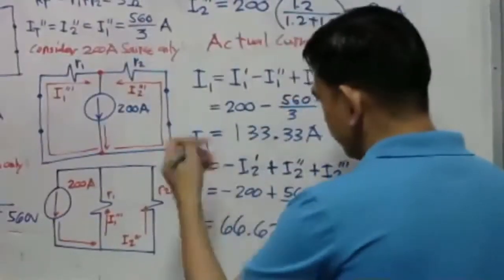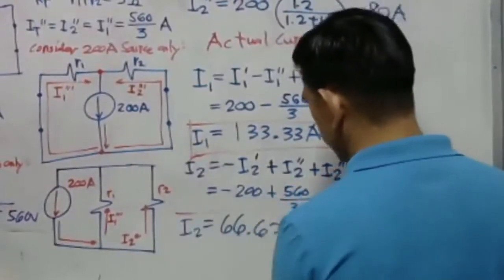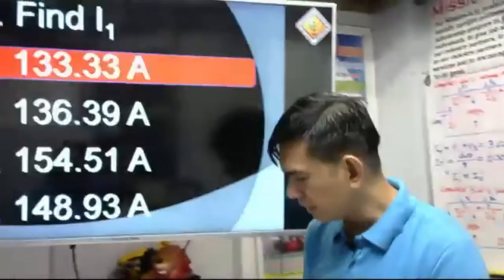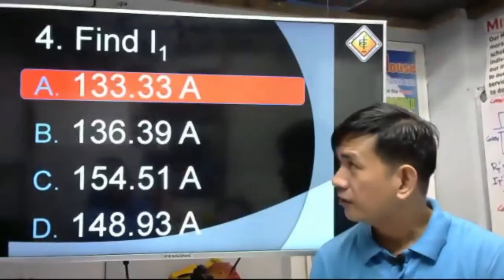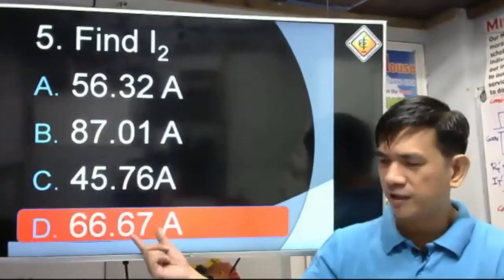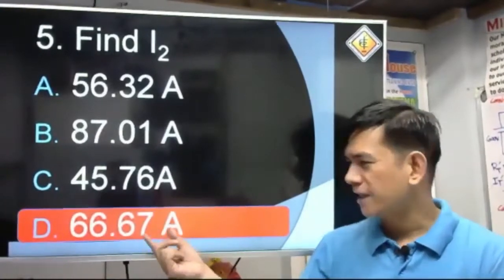So that will be our two actual currents. Again, we have I1, 133.33, and then we have our I sub 2, 66.67. What's the answer here? For number 4, that is 133.33. For number 5, that is letter D, 66.67. So that's the answer.